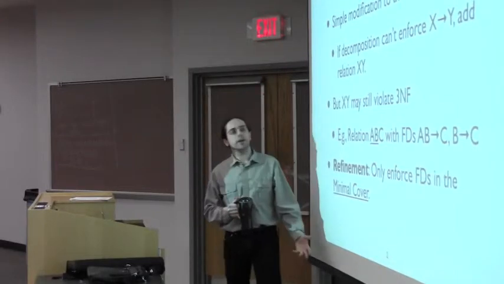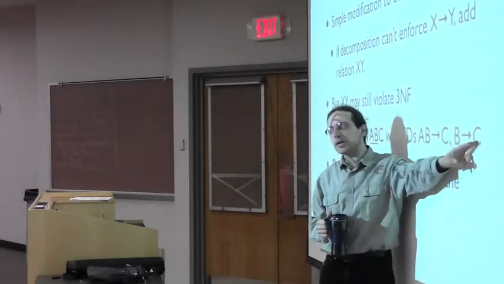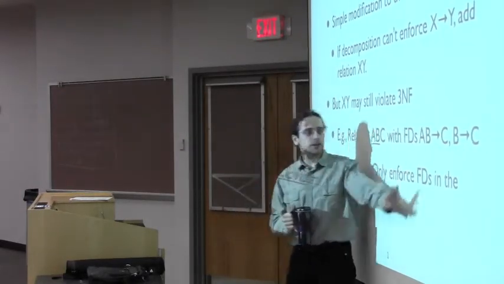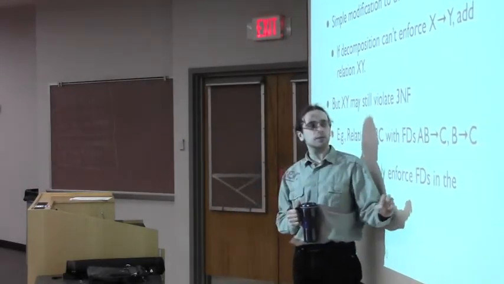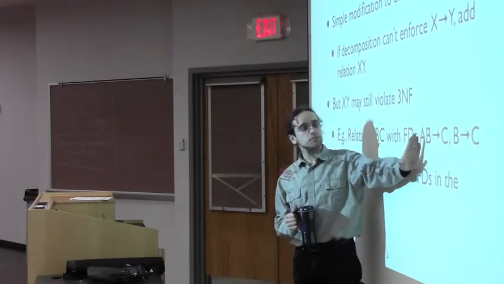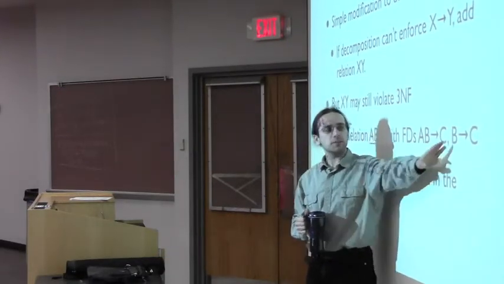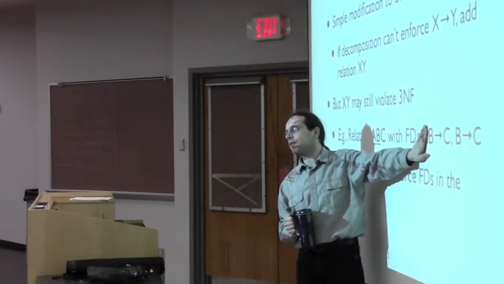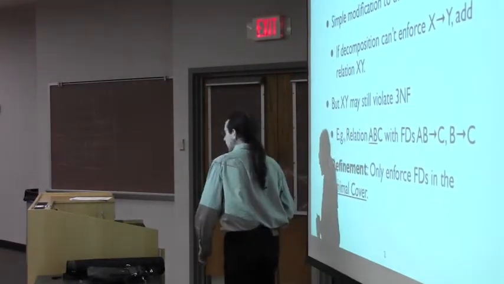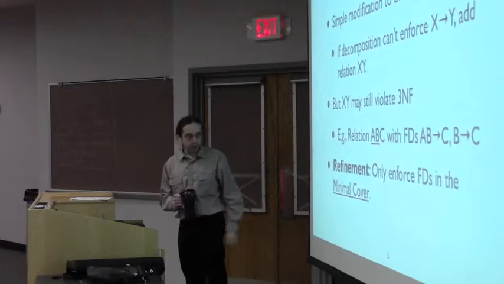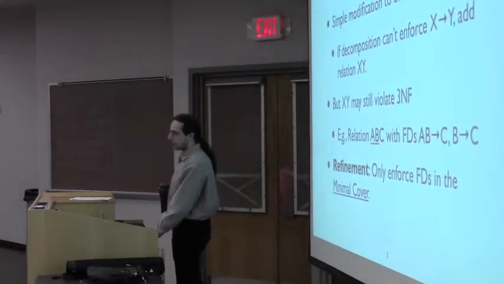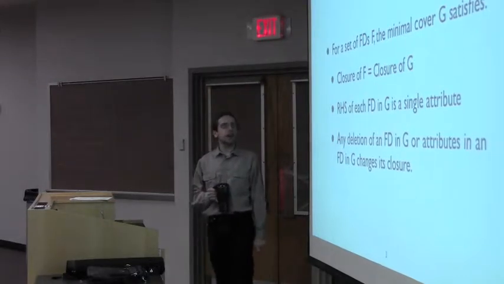On the other hand, if we have AB goes to C and B goes to C, there's a little bit of redundant information there. Because in the functional dependencies themselves, if AB goes to C and B goes to C, then that A there is pretty much redundant. Even if we don't have the A, we can still figure out what C is. And so this leads us to this idea of the minimal cover for a set of functional dependencies.